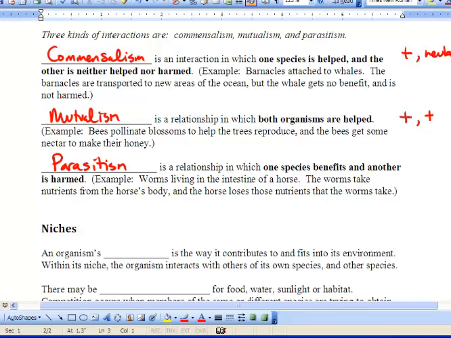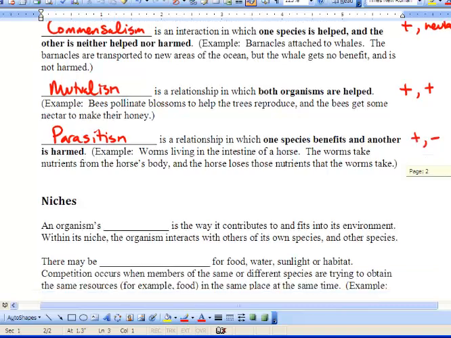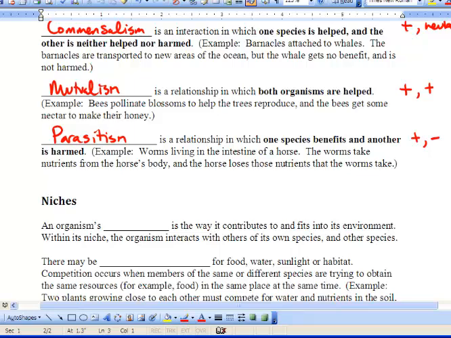Next we've got parasitism. And parasitism is a relationship when one species benefits and the other one is harmed. So that would be like if you had a tapeworm living inside you, you are being harmed and it is being benefited by taking from you. It doesn't give anything back to you. So worms living in the intestine of a horse, the worms take the nutrients from the horse's body and the horse loses nutrients that the worm takes. So there's no benefit to the thing that it's living in.